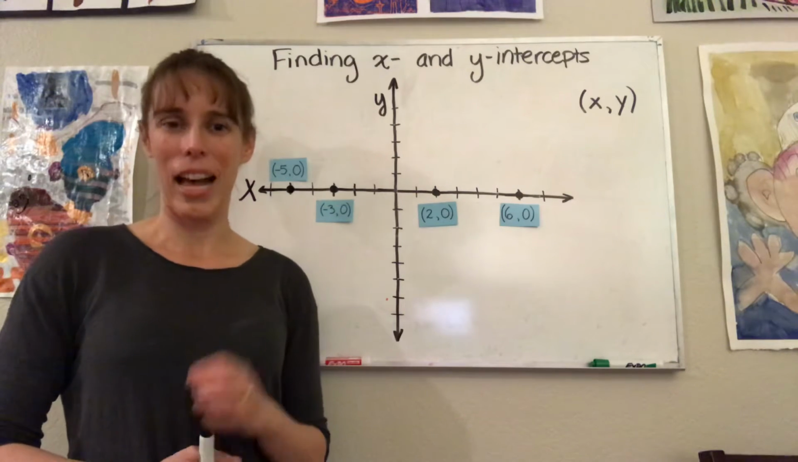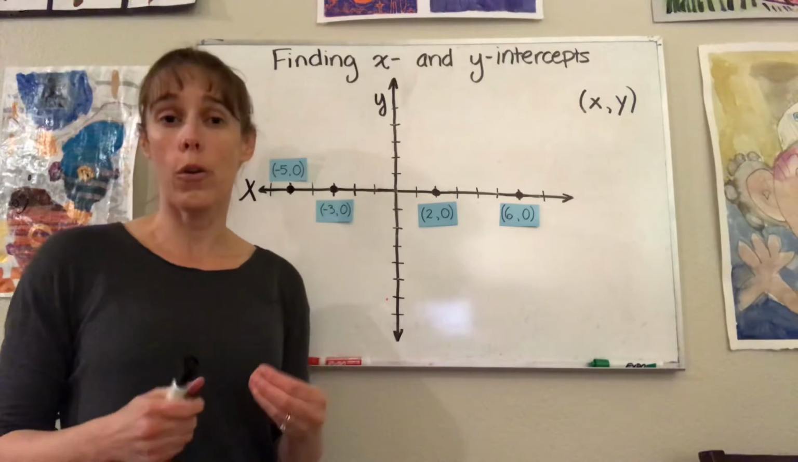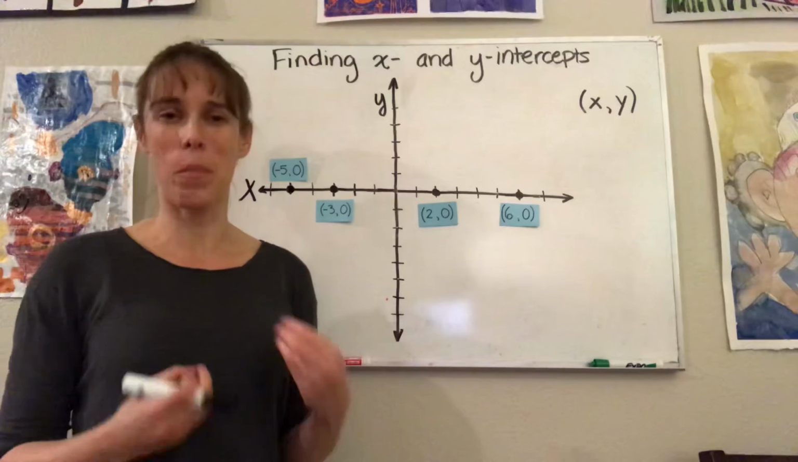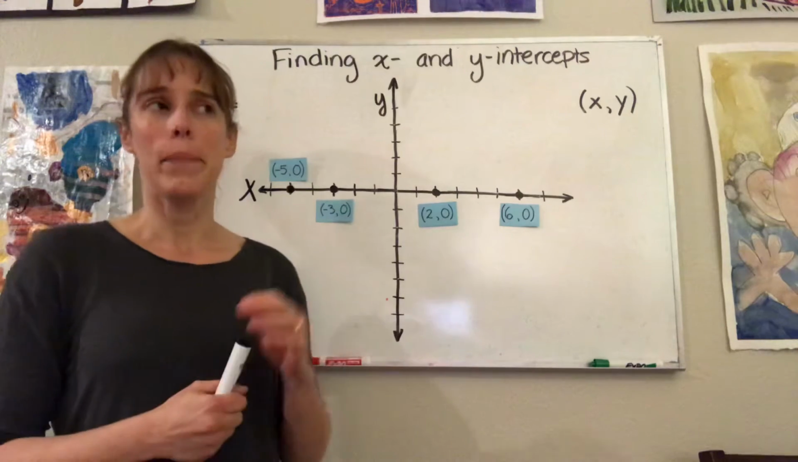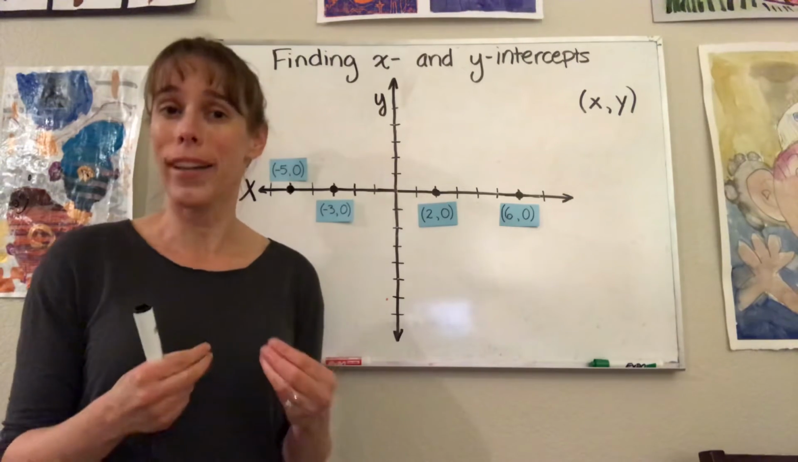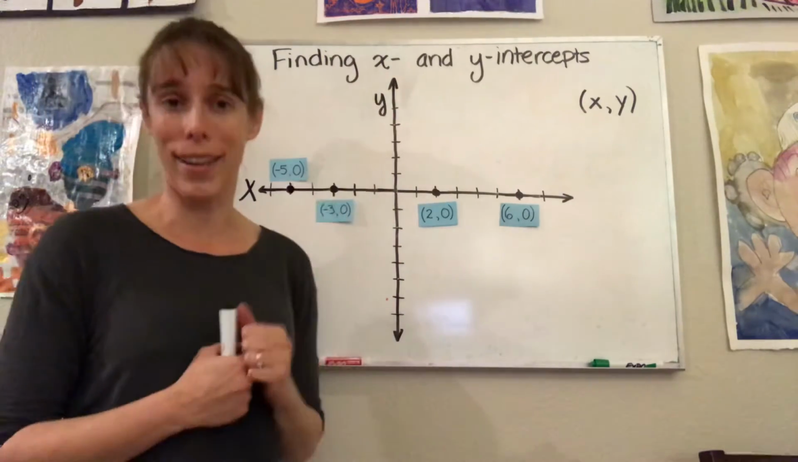I wanted to talk a little bit about x and y intercepts. Now you know how to find x-intercepts from a graph. It's those places where the curve crosses the x-axis. And you know how to find the y-intercepts of a graph, those places where the curve crosses the y-axis.